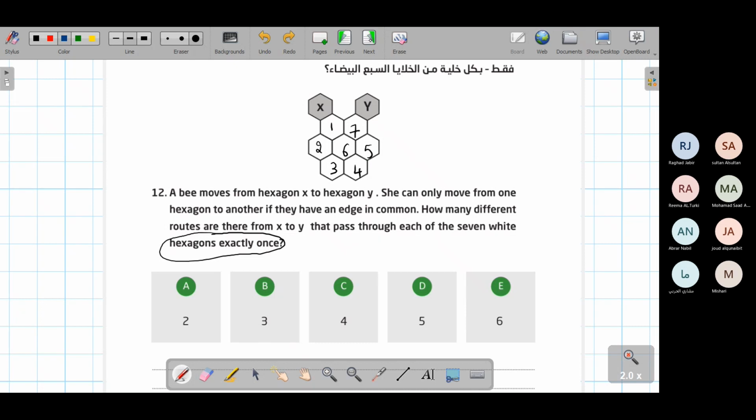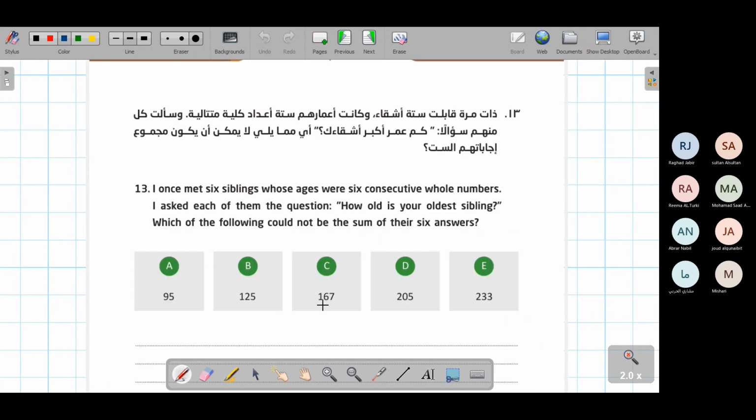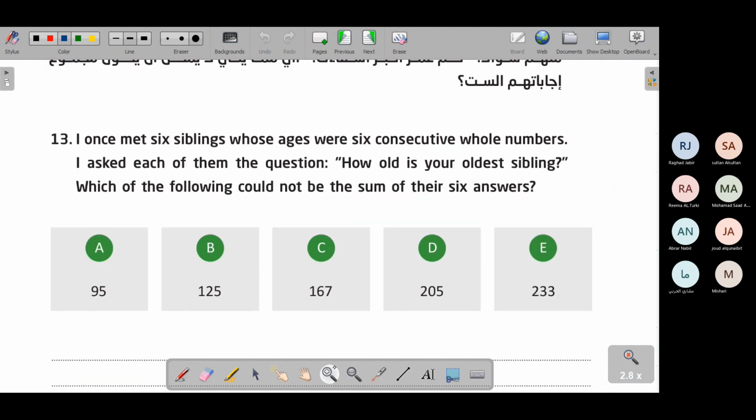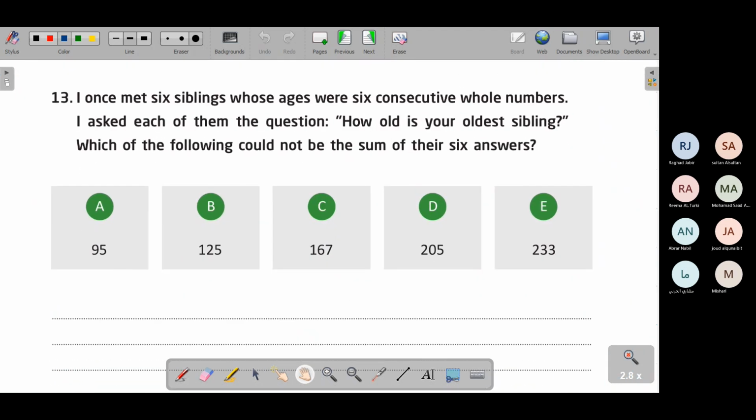Let's move to the second question. We're gonna solve this one. Yalla, come on, guys. Yes, mister? You can start. Should I read?